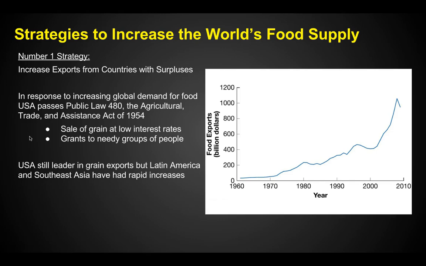And in fact, the United States is still the leader in grain exports, but Latin America and Southeast Asia have had rapid increases. Here are the exports of the entire world. So we're looking at things kind of staying consistent and then slowly going up since 1980, 1990. And then, of course, 2000 to 2010 went up exponentially as far as countries exporting food to be a part of the world food supply.